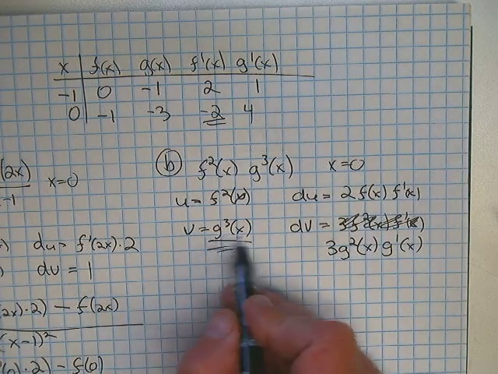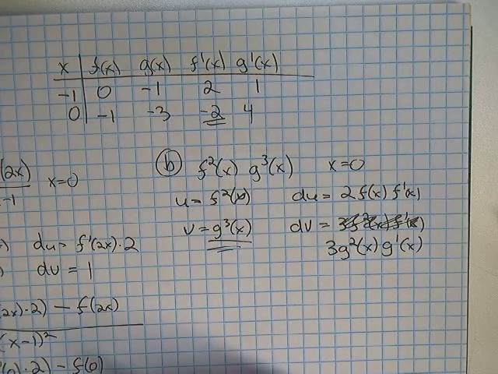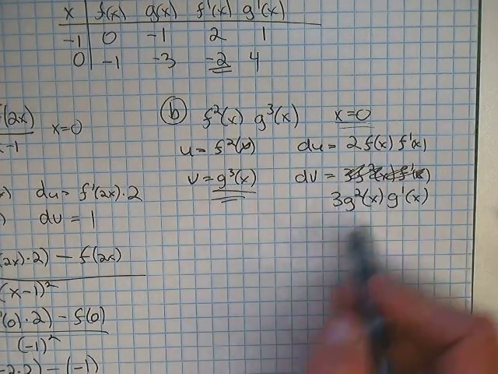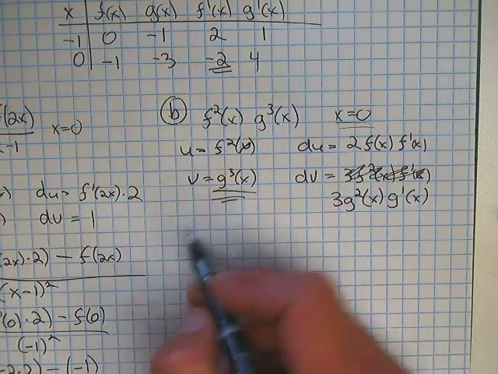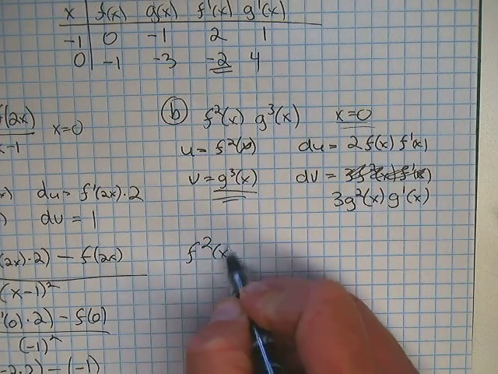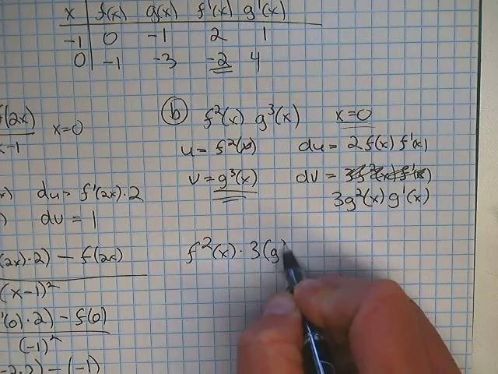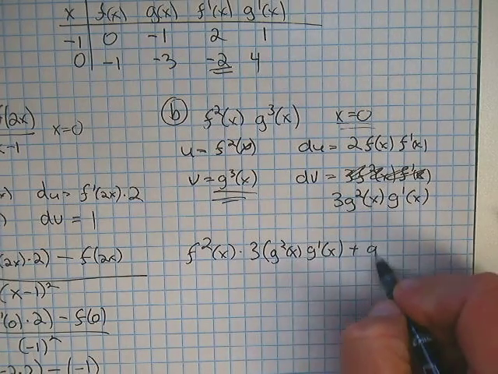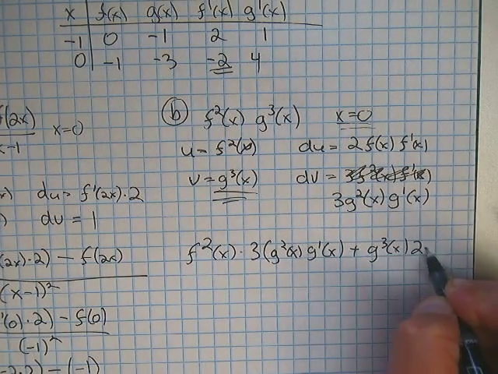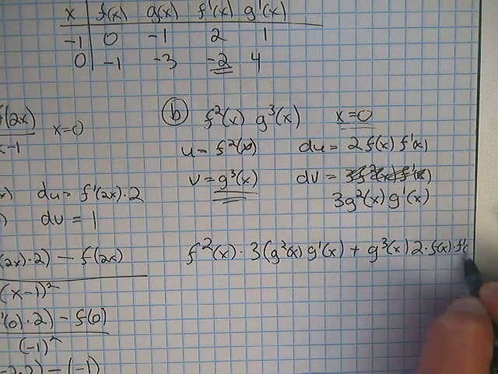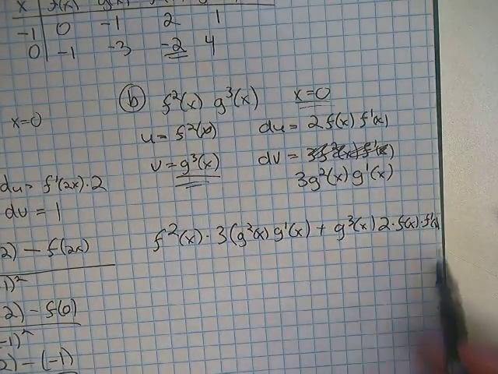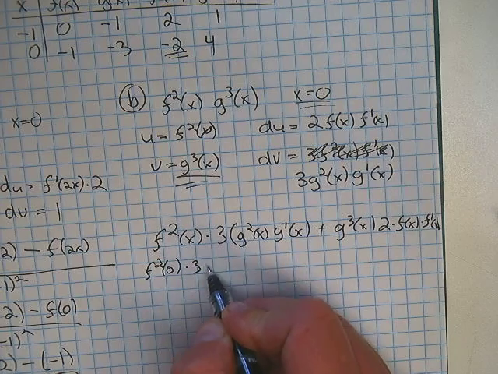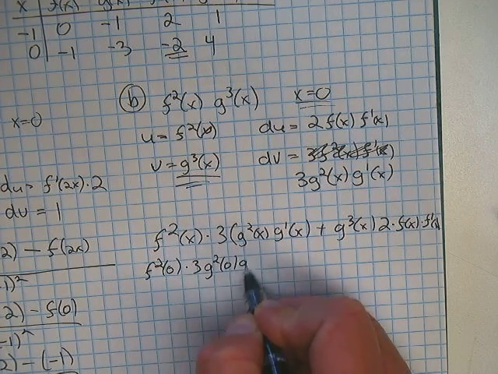Okay, g, ooh, look at that, g. So this is 3g squared of x times g prime of x. The outside function in this one is x cubed. The outside function in this one is x squared. Okay, make sure you guys know your chain rule for this test. So now we're going to plug in 0. Oh, actually, we've got to do u dv plus v du. So we got f squared of x times 3g squared of x times g prime of x plus g cubed of x times 2 times f of x times f prime of x.